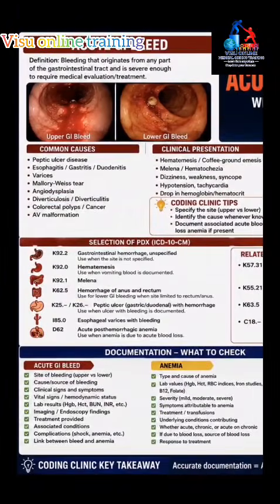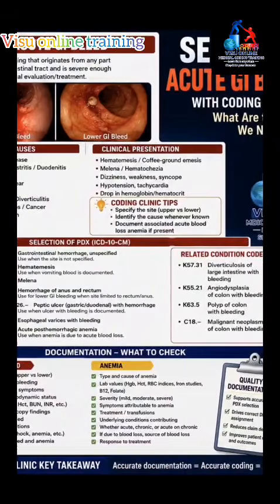We need to check the site of bleeding, cause or source, clinical signs, vital signs, lab results, imaging, treatment provided, associated conditions, complications, and the link between the bleed and anemia. Next, anemia: type and cause of anemia, lab values, severity, symptoms, treatment, underlying conditions, and whether acute or chronic.